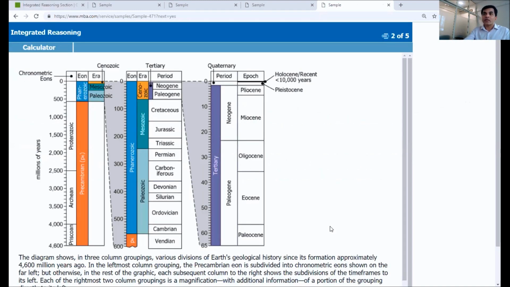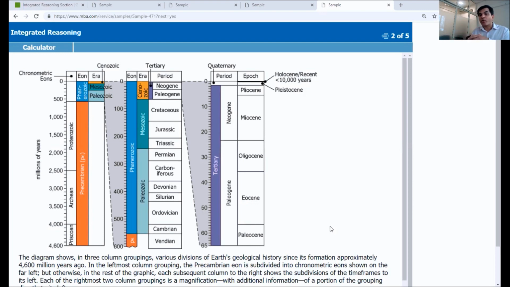This is yet another example of graphic data. As you can see here, it's fairly complicated. It's not something that you will be able to relate to instantly. You are given 30 minutes to answer the IR section, and 12 questions is what you have to deal with.